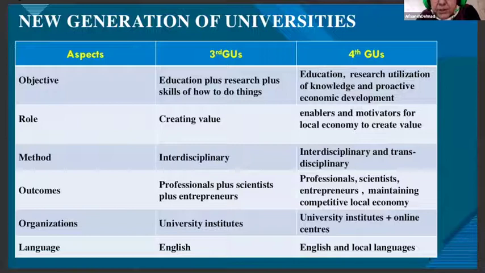In the fourth generation universities, in addition to professionals, scientists, and entrepreneurs, we have individuals who could maintain a competitive local economy. In the third generation universities, we have university institutes, while in the fourth generation universities, we observe university institutes plus an increasing number of online centers. In the third generation university, the dominant language was English, while in the fourth generation university, English is still dominant with a focus on, or let's say with respect to, local languages.